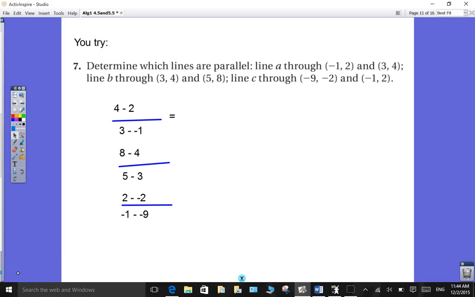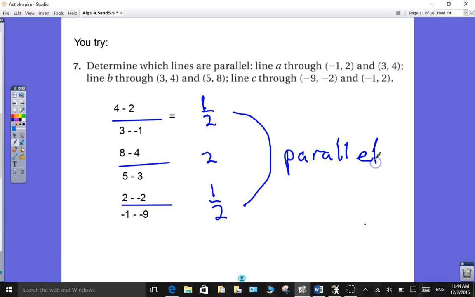Did you get that? So let me see if it's going to let me write just that much. So this is 1/2. This is 2. This is 1/2. So which are the parallel lines? Parallel, right? Okay.